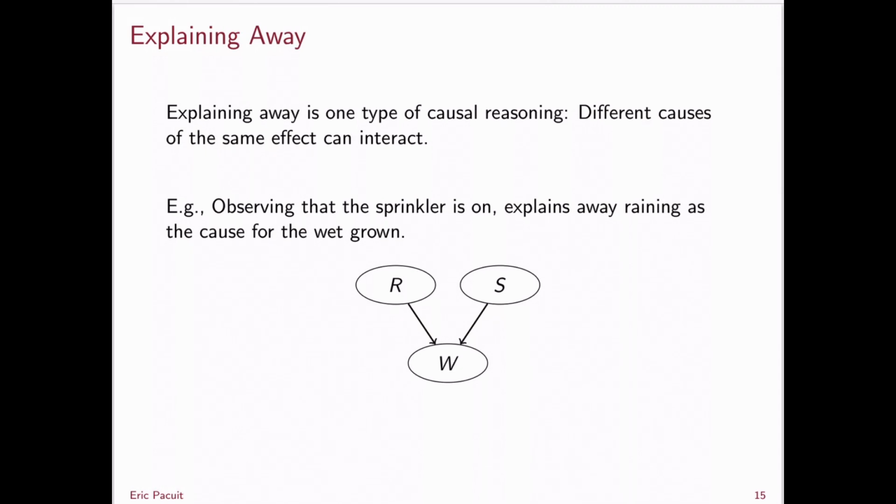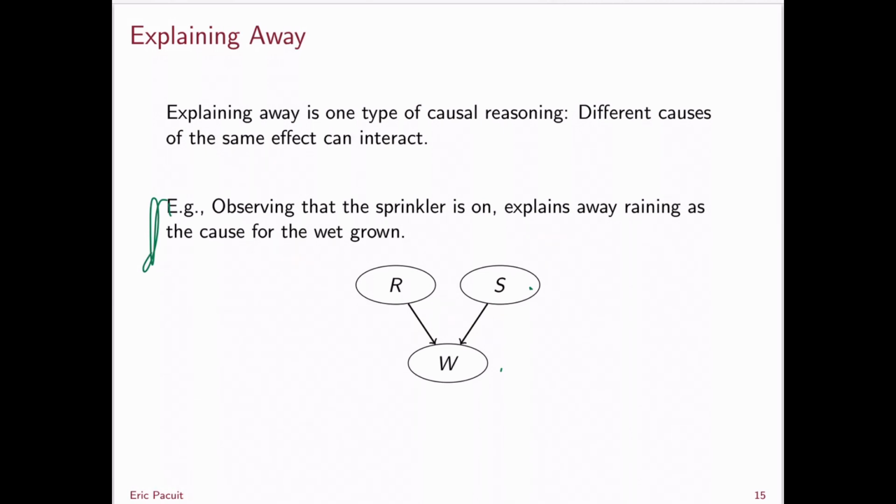There's a second pattern of reasoning that's important, and that pattern of reasoning shows up when you have two causes of a single event. And this is called explaining away. And this is a type of causal reasoning that's often employed. So the idea is that different causes of the same effect can interact. So rather than giving an abstract definition, let's just think of an example.